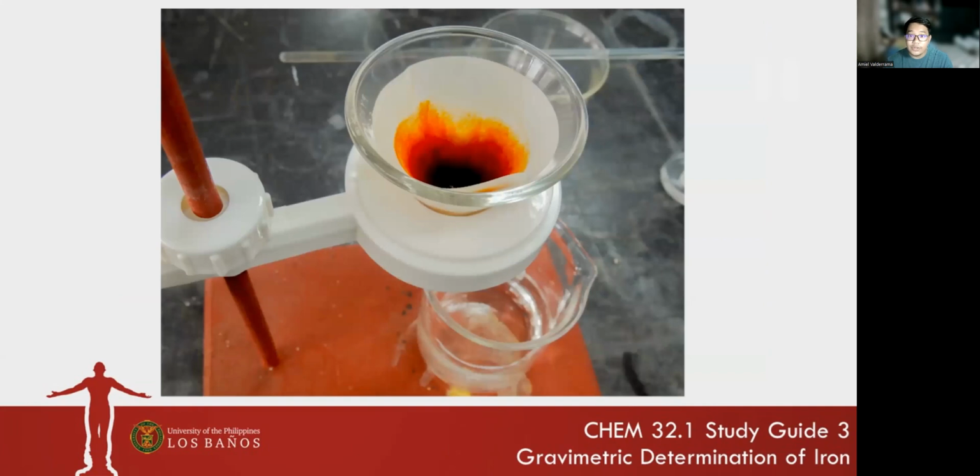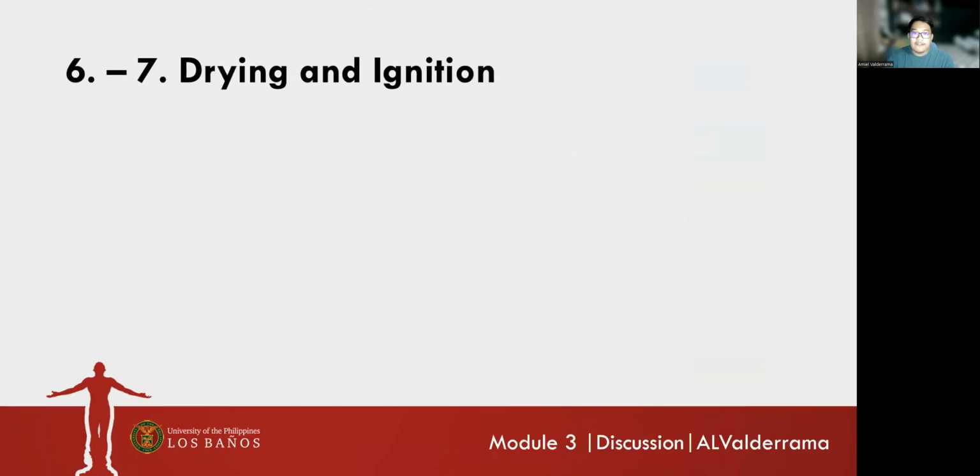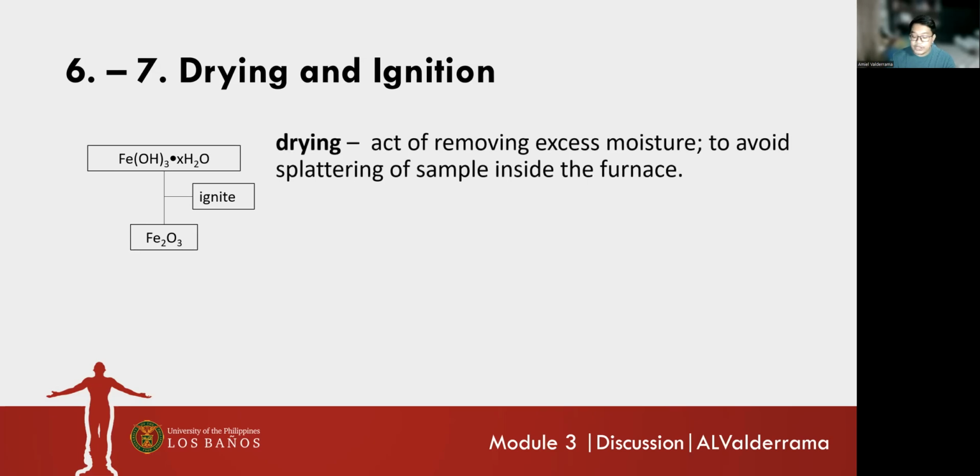So this is the final view of your setup after the filtration and washing procedure. Okay, so now let's proceed to the next steps. We'll have your drying and ignition. For drying, since we have the precipitate in the form of ferric hydroxide, hydrous, we just need to remove the hydrous part. Okay, and by removing the hydrous part, that is the drying part.